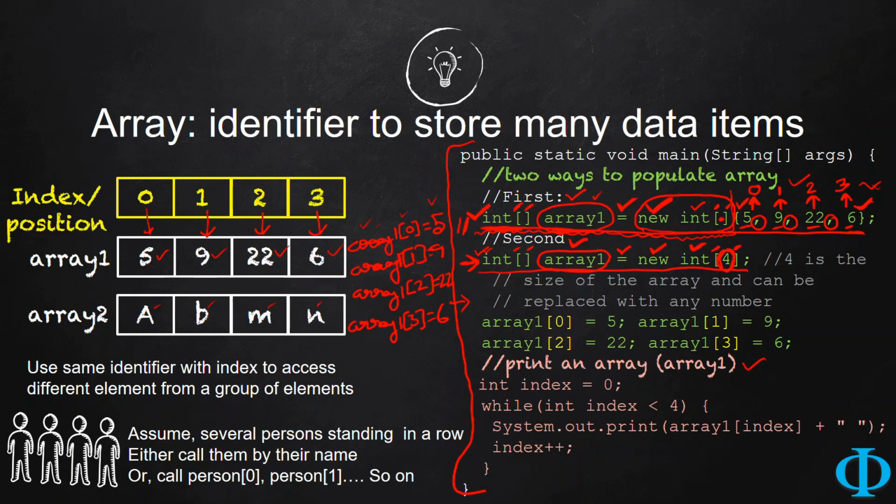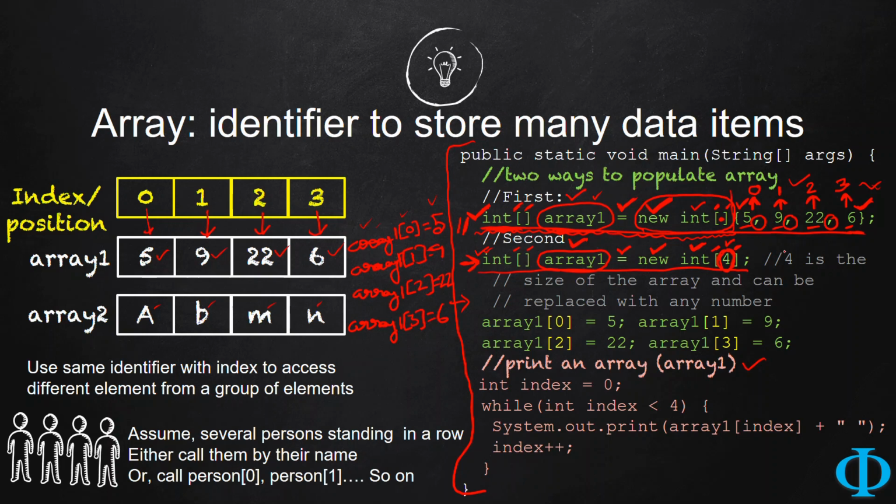Why was that? Because in the first case, in the same line, I am saying what all the different data items are that I am going to store. That is, I am going to store 5, 9, 22, and 6. That is, these 4 data items I am going to store in array 1. Everything is written in the same line. So the Java compiler doesn't need to know explicitly what the size of the array is. But here, since we are dividing both the parts, the declaration and the population part, you have to state explicitly what the size of the array is inside this box bracket.